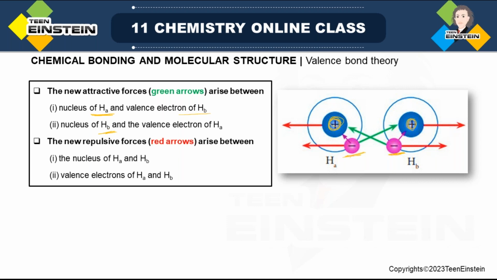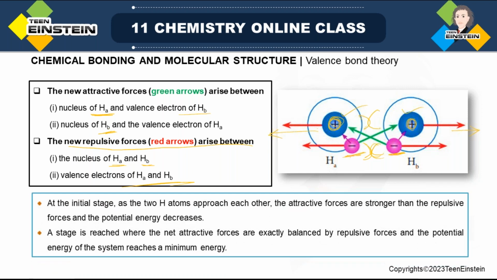And what about the red one? This red interaction is basically a newly generated repulsive force. The nuclei of HA and HB are both positively charged, so there will be some repulsion. That is why the direction of the arrow is away from each other, not towards each other. There will be repulsion between these two positive charges and also repulsion between the valence electrons of the two hydrogens. So these two newly generated repulsive forces will be there.